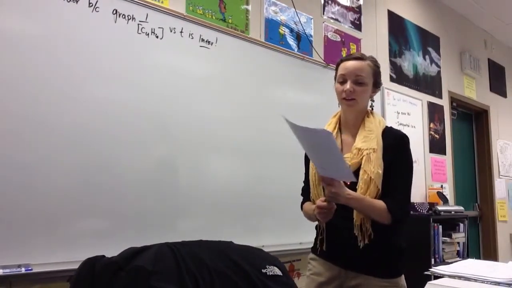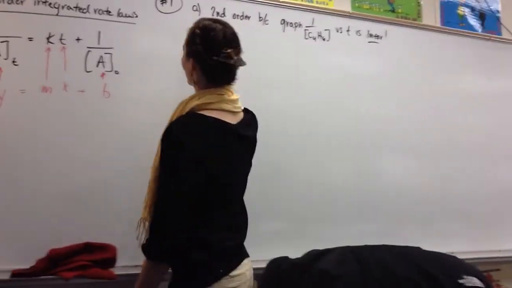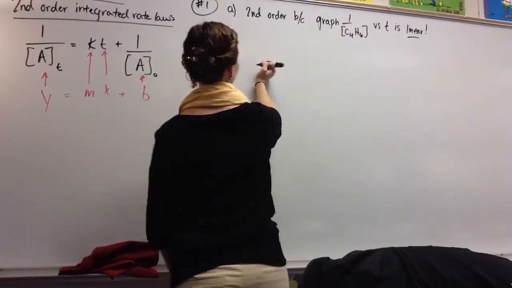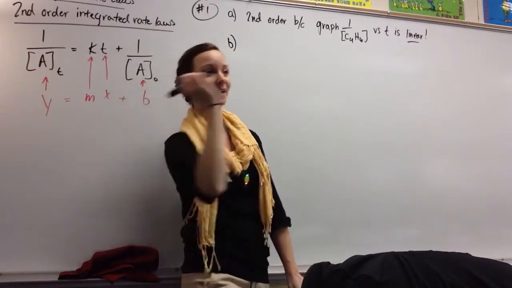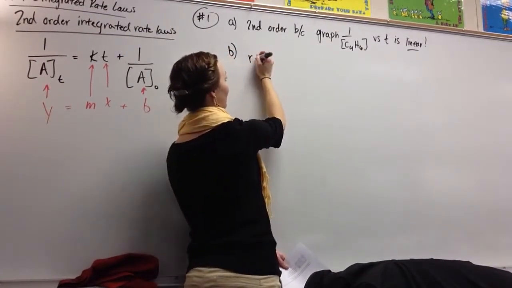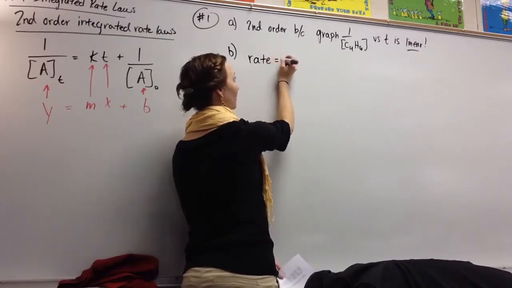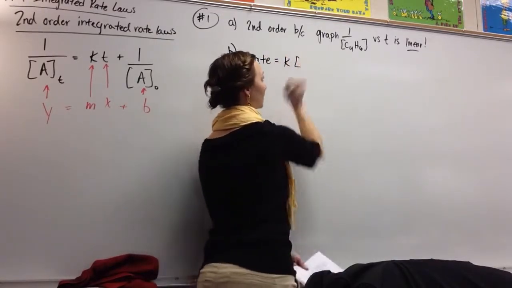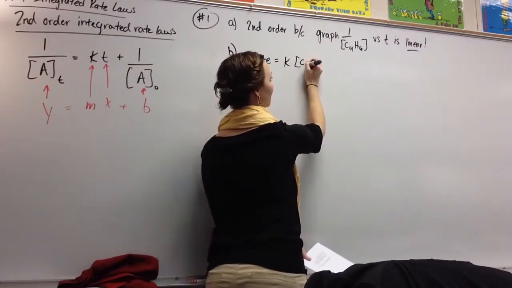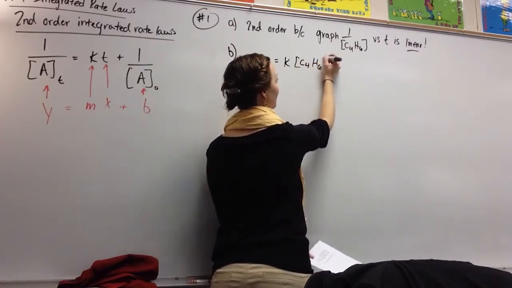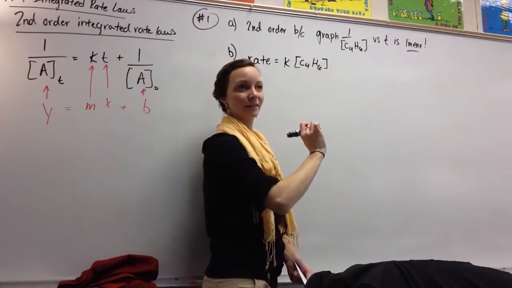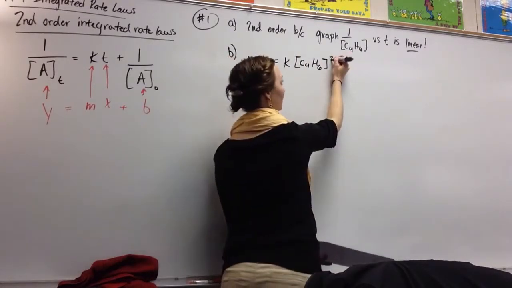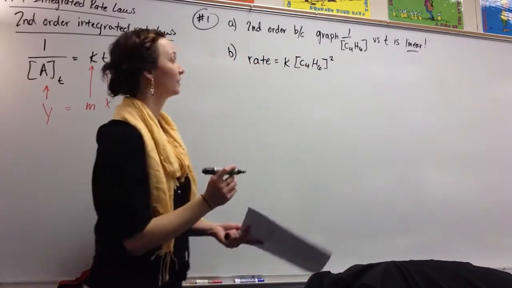Okay, on to B. So the differential rate law, if things are second order, remember guys, differential rate law were the rate laws we were finding yesterday. So in this case, the rate is going to equal k times our reactant, C4H6, and then if it's second order, put a 2 up here. Okay, so that's the differential rate law. We know those.